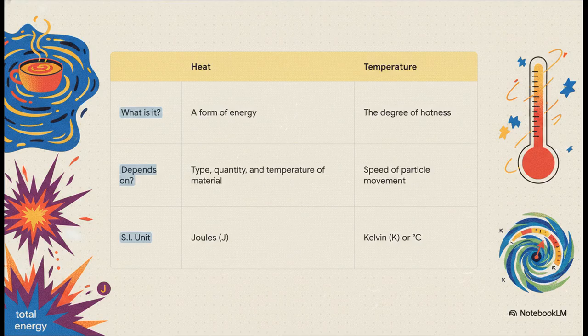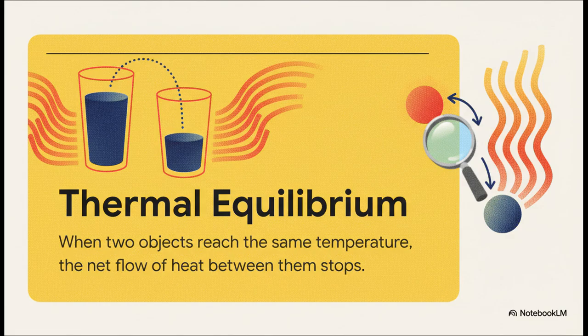So get this, a huge swimming pool of warm water actually has way more heat energy than a tiny cup of boiling water, even though the cup's temperature is much, much higher. Makes sense, right? And this leads us to a really key idea: thermal equilibrium. You see, heat is always on the move, flowing from a hotter object to a colder one. It's a one-way street. And when does it stop? It stops when both objects reach the exact same temperature.